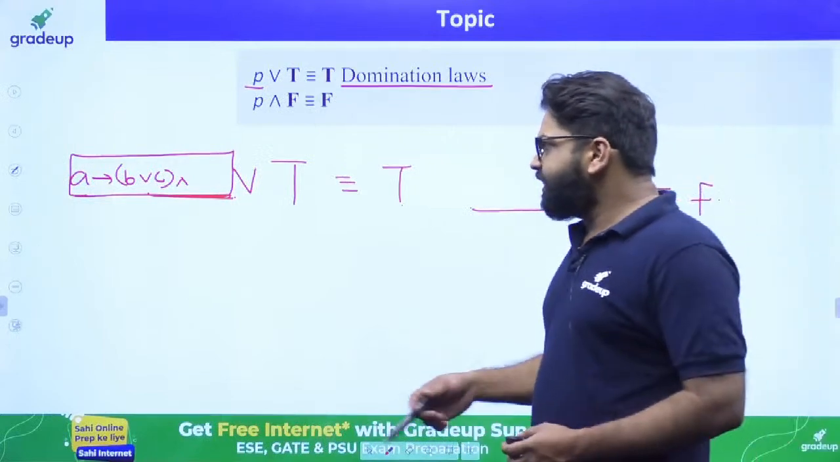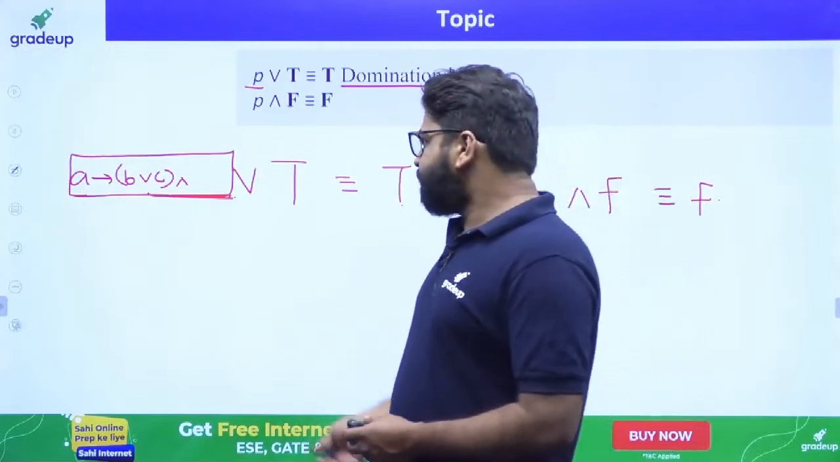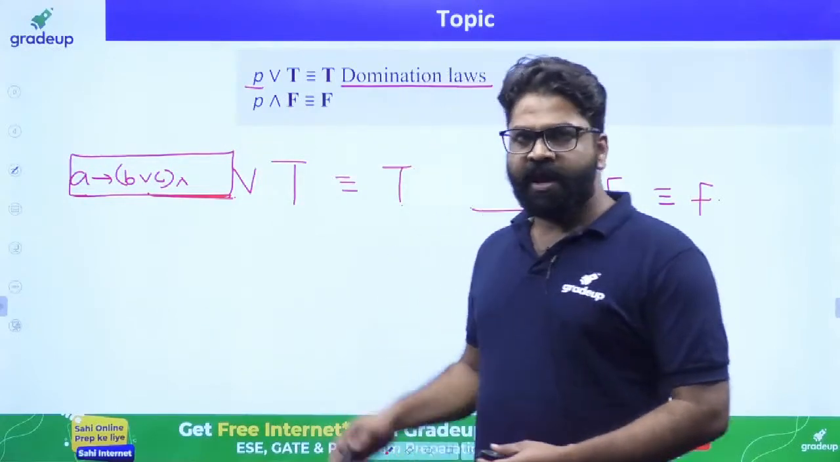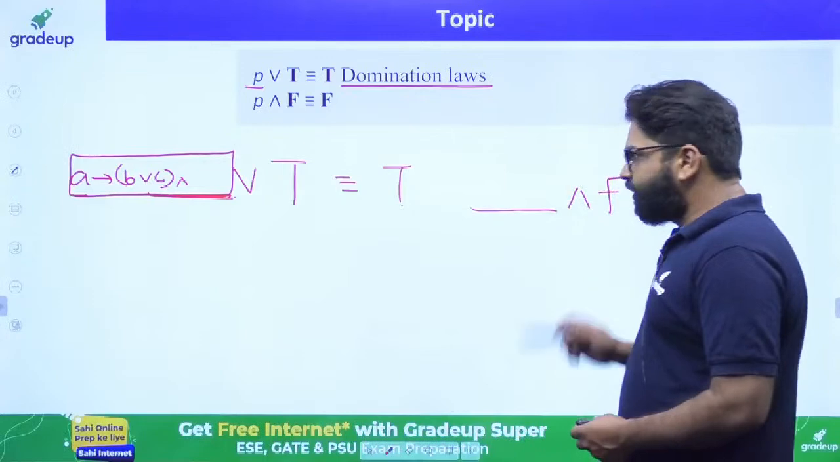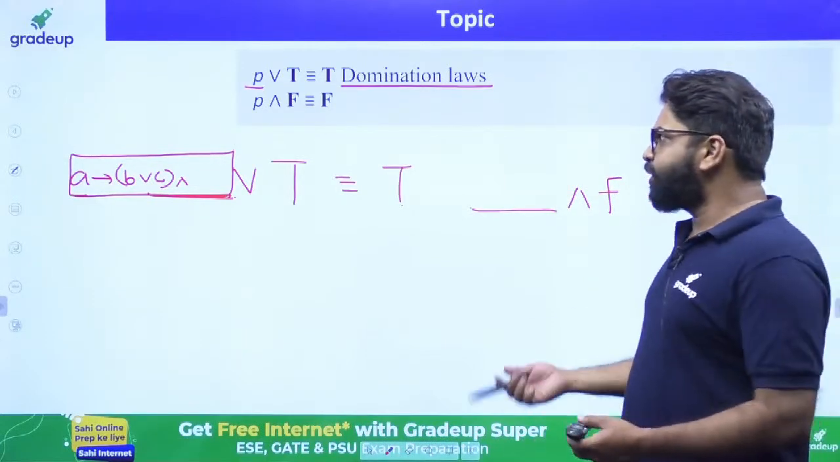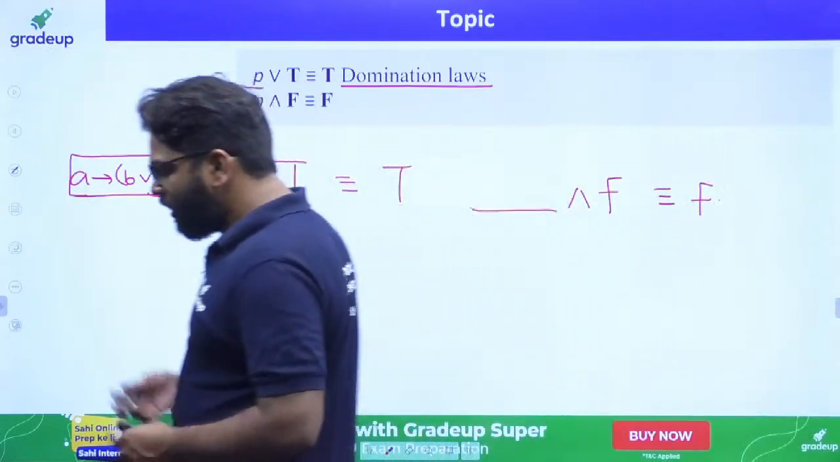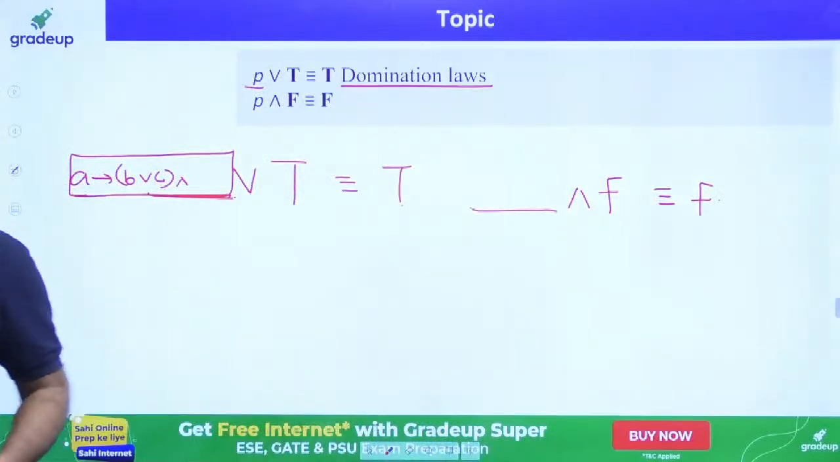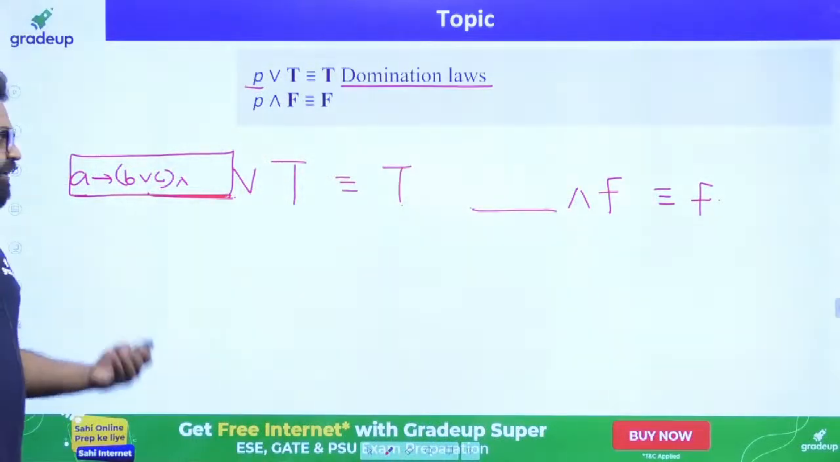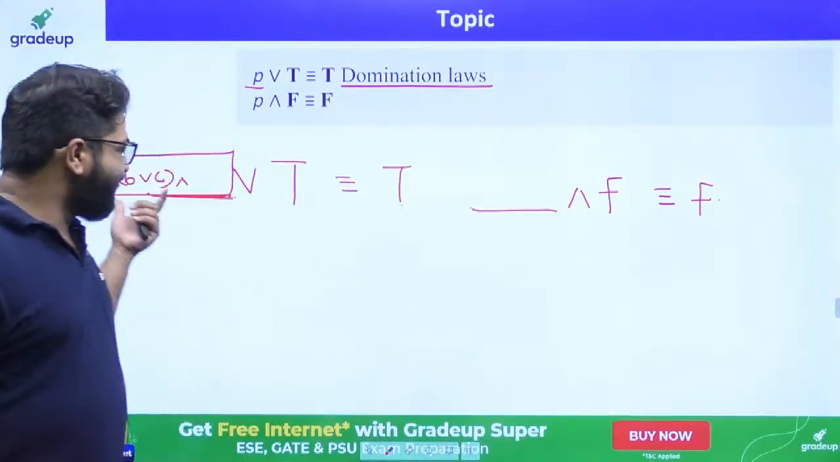What matters is that when the OR sees the true, that matters a lot. So when OR sees the true, the whole statement becomes true. And when the AND sees the false, the whole statement becomes false. So that's how you can understand the domination law. The domination law says that whenever you have this kind of situation, you will get a true. It does not matter what you write here.